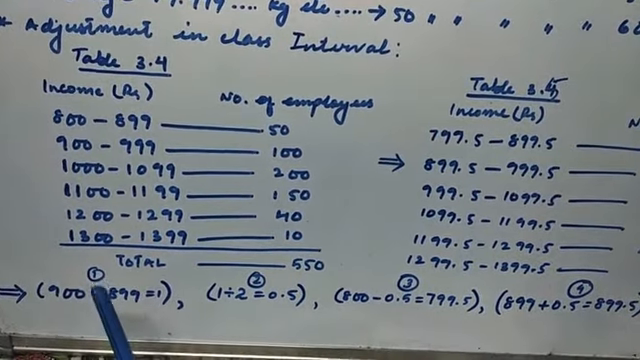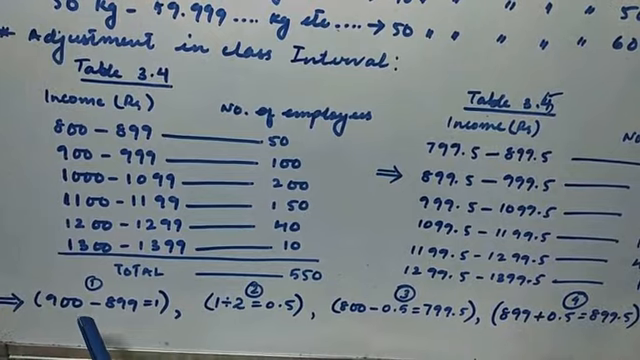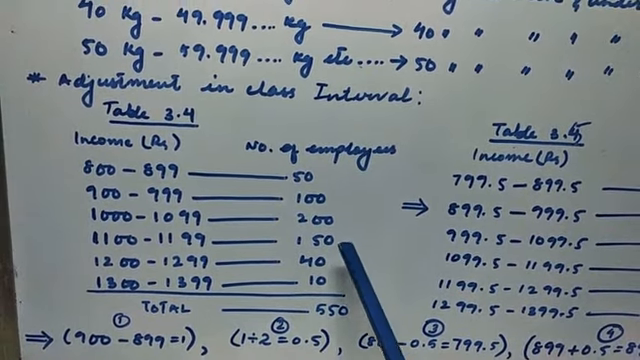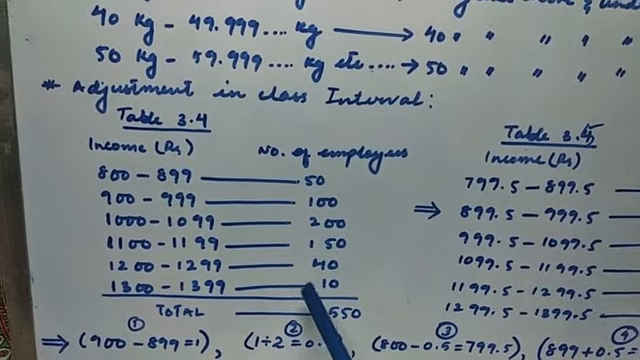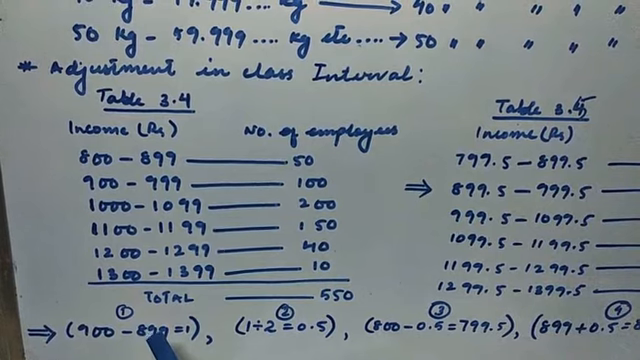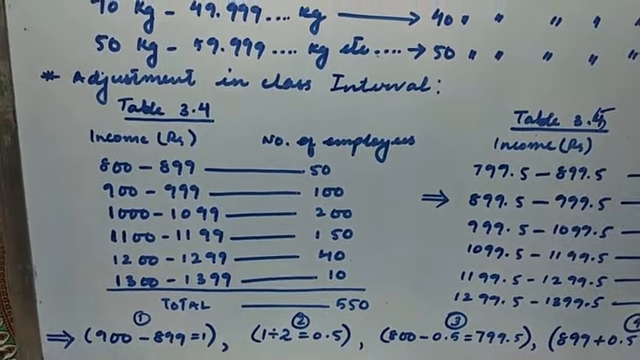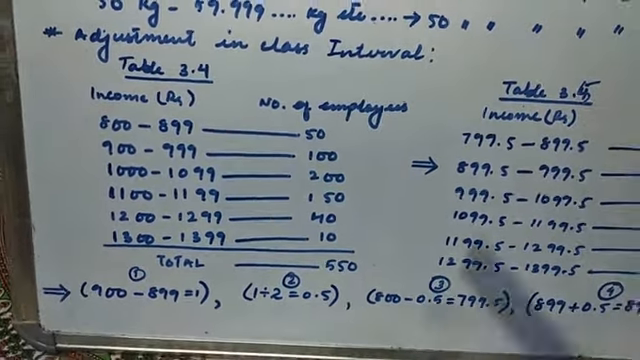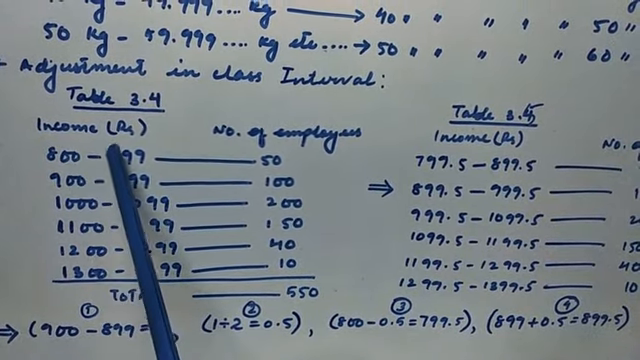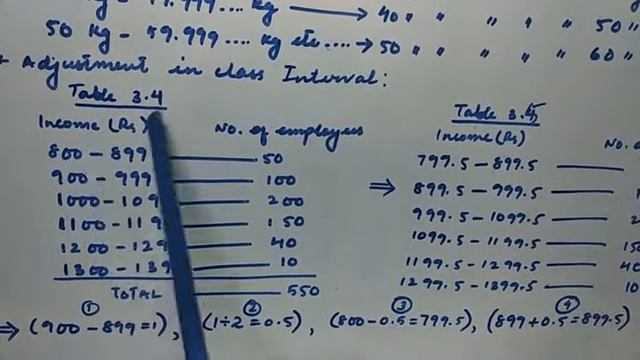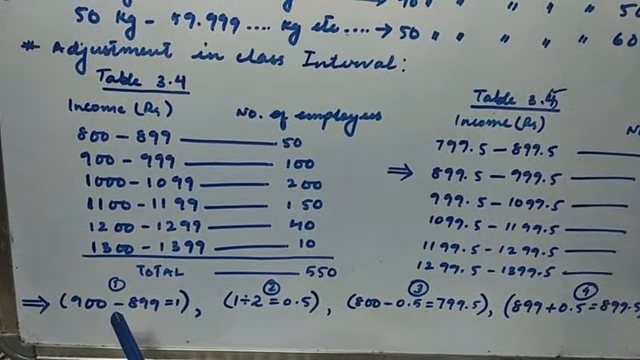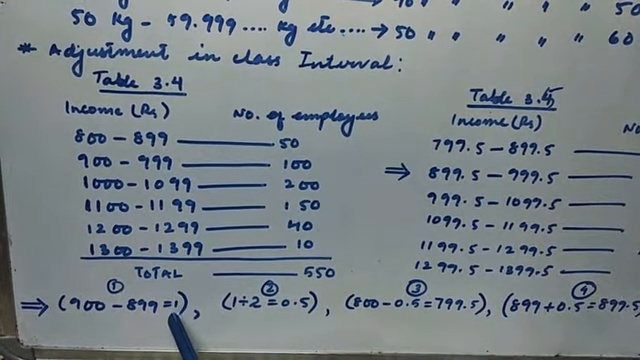The first step is this one. We are finding the difference between the upper limit of one class and the lower limit of the next class. So the first step is to find out the difference between the lower limit and the upper limit of the classes. We have found that the difference is 1 when we subtract.